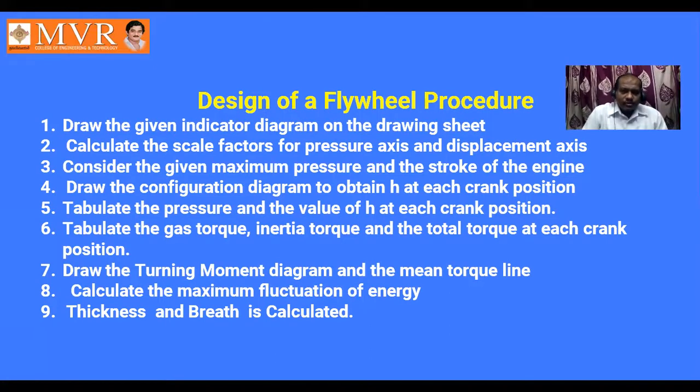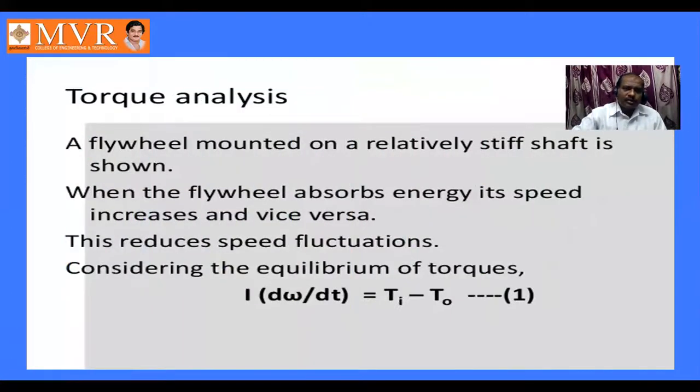So this is a theoretical procedure. Now I am going to explain slide by slide how to find these parameters of the flywheel from the given data. If you observe the torque analysis, a flywheel mounted on a relatively stiff shaft is shown. When the flywheel absorbs energy, its speed increases and vice versa. That means if it gives energy, its speed decreases. When it absorbs energy, its speed increases. This reduces speed fluctuations.